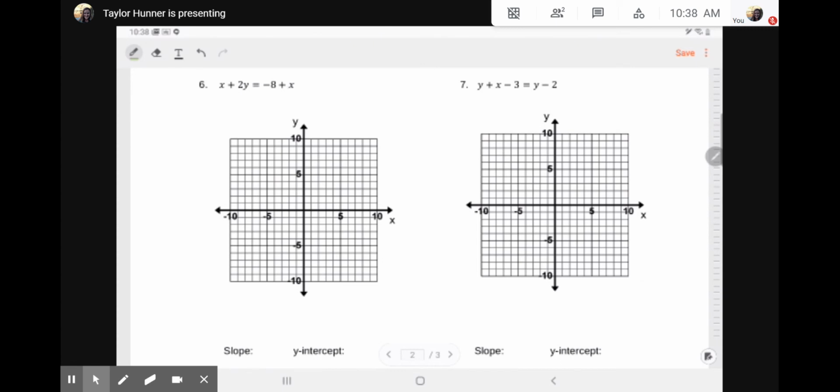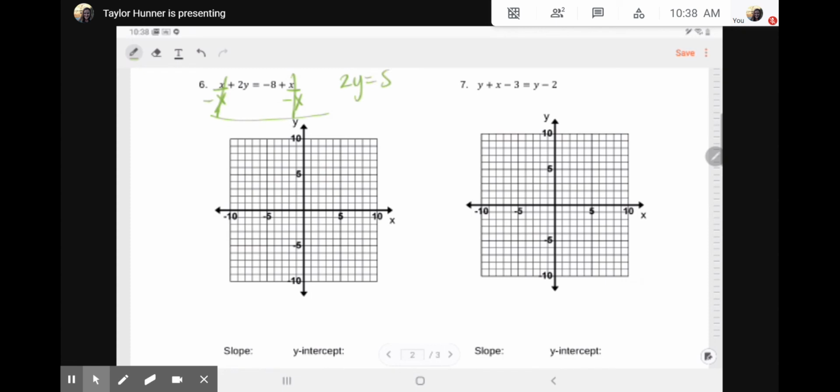So in 6, the first thing I actually noticed is that I have an x on both sides of my equation, which if we want to just balance this out, we can subtract x from one side, meaning we have to subtract x from the other. Both of those will go away.